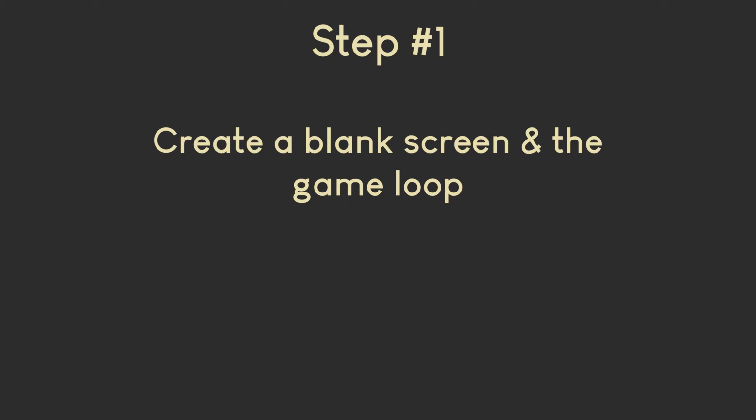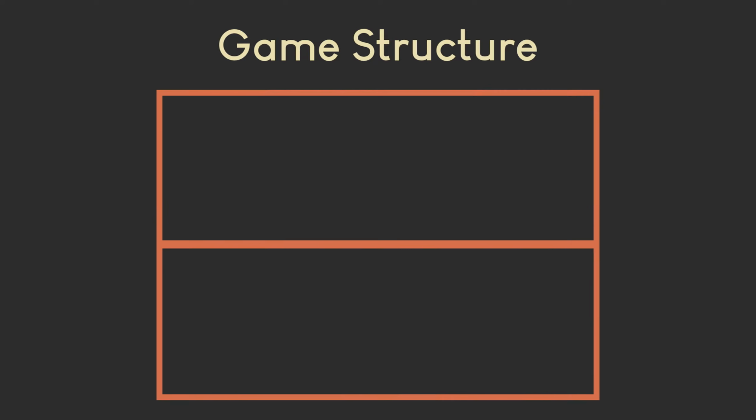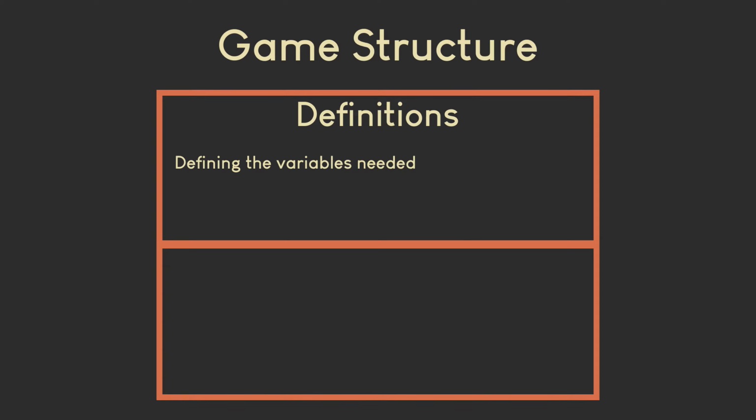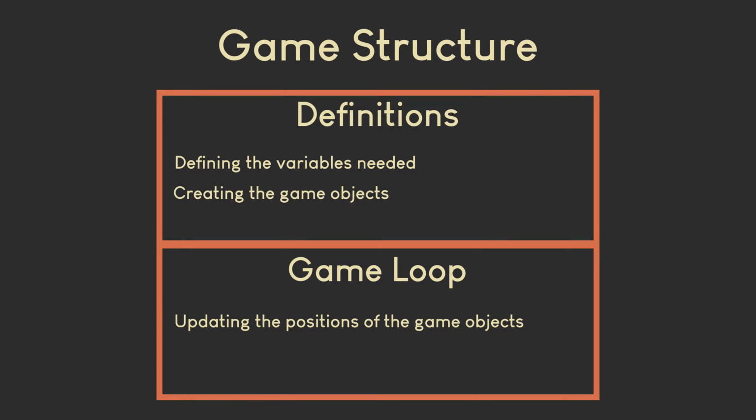The first step is to create a blank screen and the game loop. First of all, let's talk about the game structure. Every game consists of two parts. The part where we define our variables and our game objects like the player paddle, the ball, etc. The other part is the game loop, which is responsible for updating the positions of the game objects and checking for collisions. The game loop is like the heartbeat of the game. The game loop runs over and over again until we close the game.